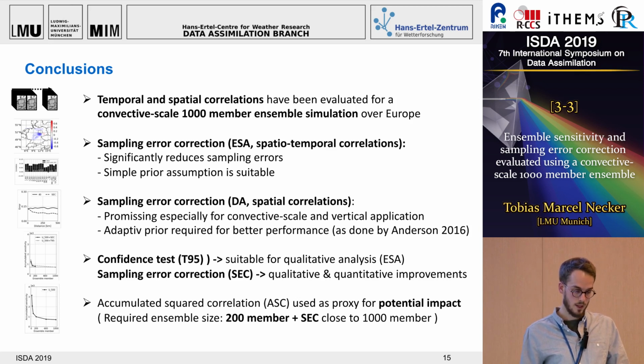And if you think of a comparison between the confidence test and the sampling error correction, a confidence test is suitable for qualitative analysis, as it is often done using ensemble sensitivity analysis. But if you think of a data assimilation point of view, we need to use the sampling error correction to address sampling errors. And the accumulated square correlations can be used as a proxy for the potential impact.